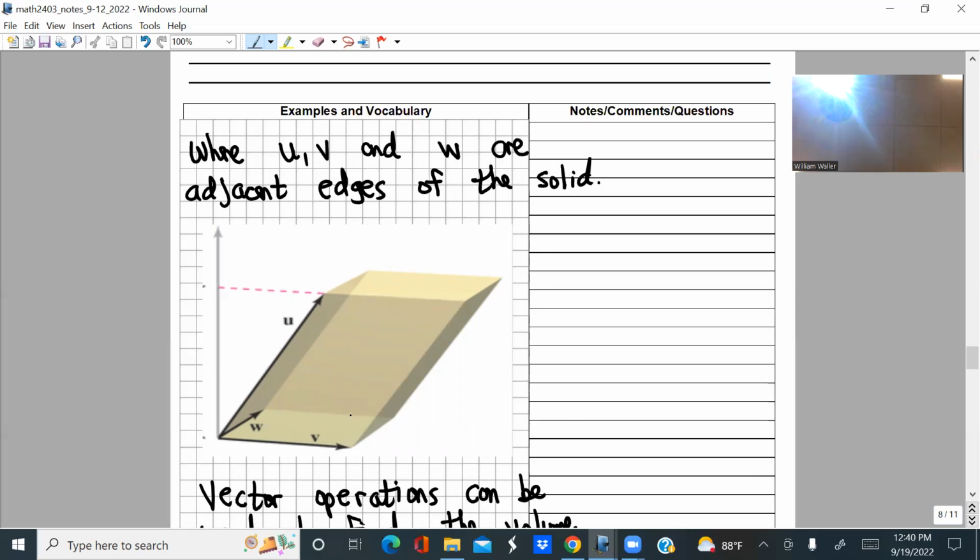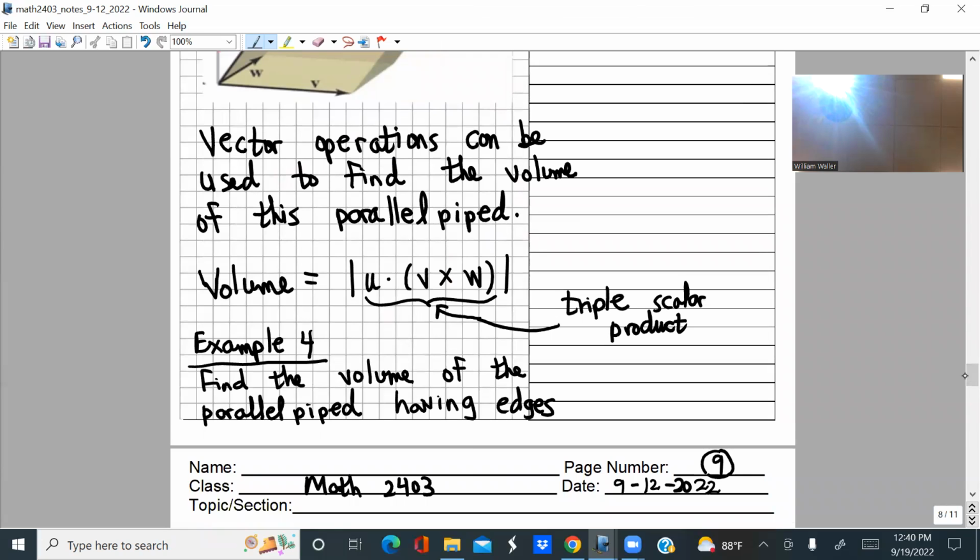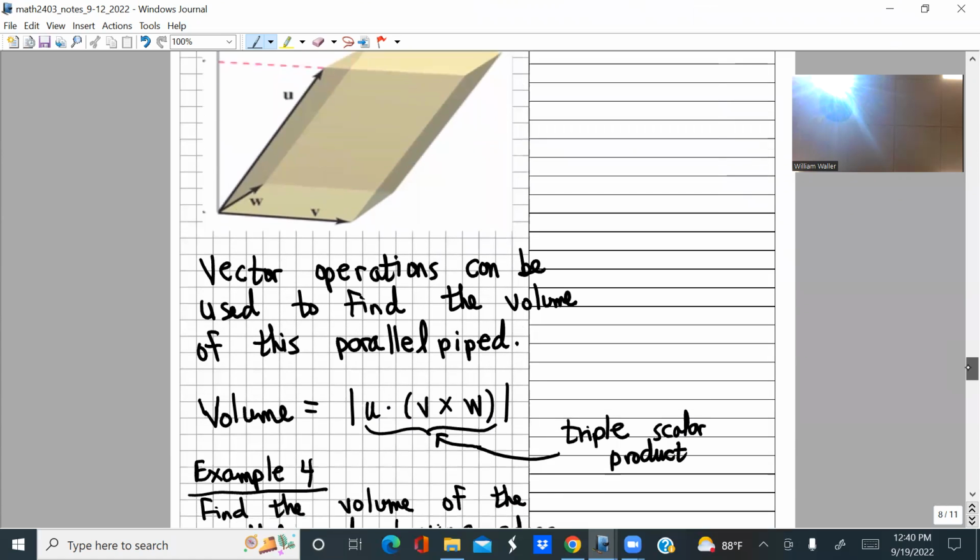Notice this is similar to a parallelogram, right? But this is a 3-dimensional object. This is called the parallelepiped, all right? So it's the 3-dimensional equivalent of a parallelogram in 2 dimensions. And it turns out that the triple scalar product will give you the volume of that parallelepiped. Okay, so that's just an interesting formula from geometry there, right?